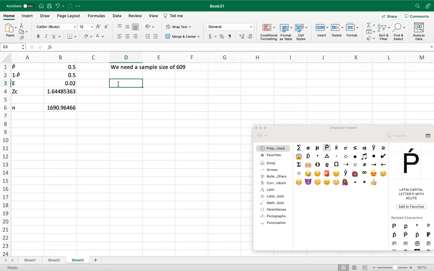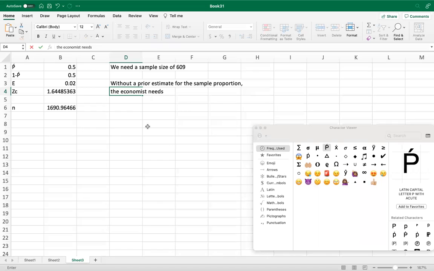So without a prior estimate for the sample proportion, the economist needs a sample size of 1,691. Again, we're going up one more. Doesn't matter that this value right here was a 9. What matters is that we had an extra person right here, or part of a person that we needed.